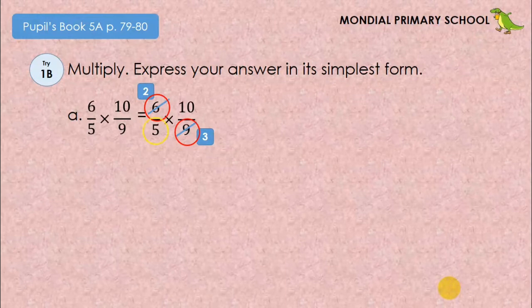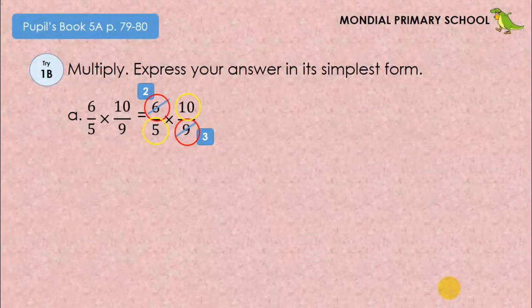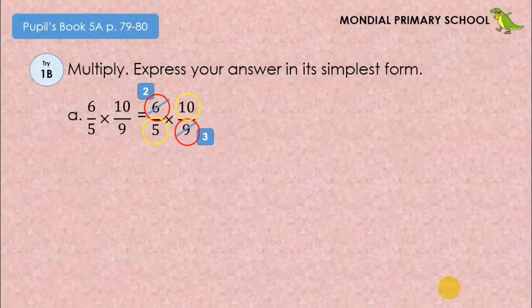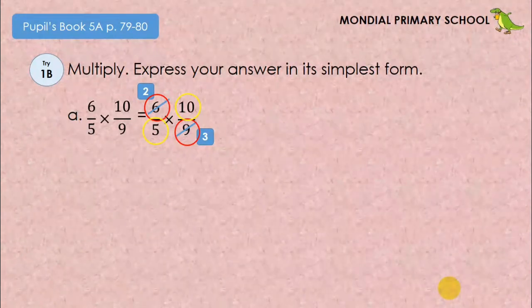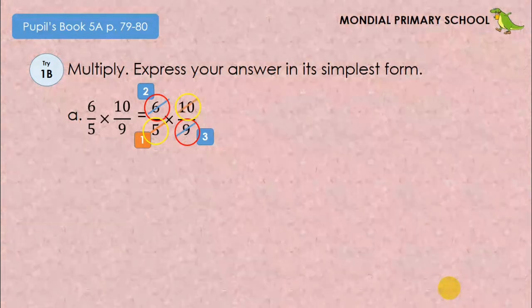They are the denominator 5 of the first fraction and the numerator 10 of the second fraction. Do you think they have a common factor? Yes, right. They have 5 as the common factor. So, we can divide them by 5. What is 5 divided by 5? 1. Amazing. Cross out 5 and write 1. What is 10 divided by 5? 2. Smart. Cross out 10 and write 2.